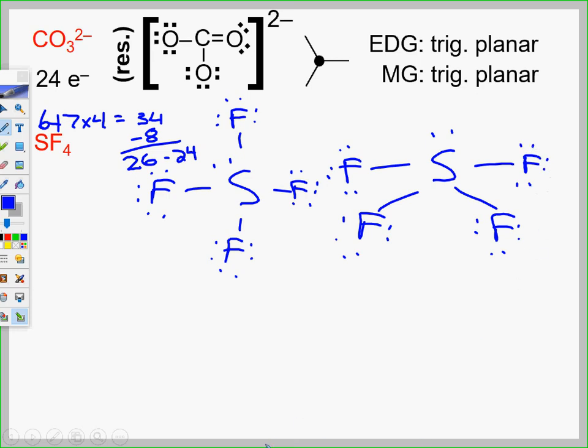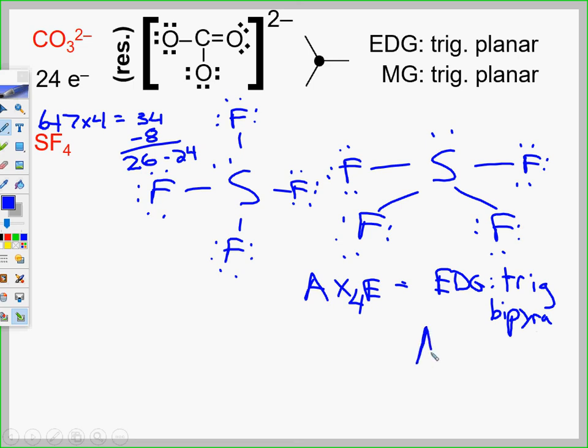All right, so I need some help here from Kimberly. Kimberly, what do I have for an AX? What am I working with here? Okay, flipping the paper. AX4E. All right, so what is my electron domain geometry then? Trigonal bipyramidal. All right, trigonal bipyramidal.